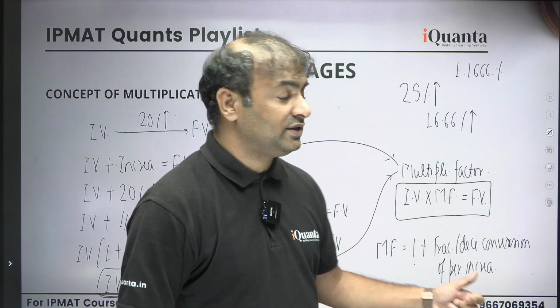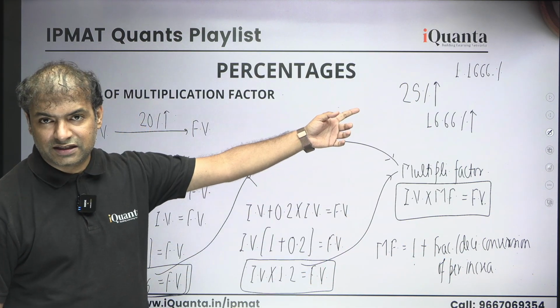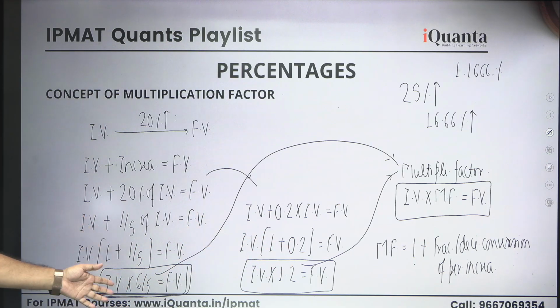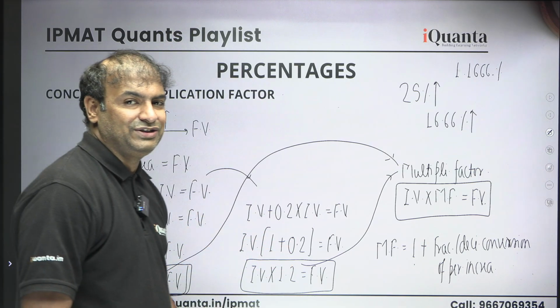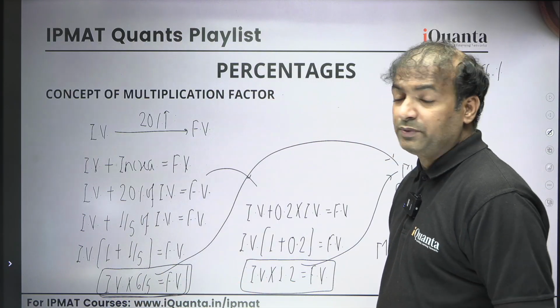So this is not very friendly in terms of the calculation. That is why I was telling you that we shouldn't write the multiplication factor in decimals, rather we should use it in fraction, because fractions are very friendly in terms of the calculation. Alright, so this is all about the multiplication factor when there is a percentage increase.